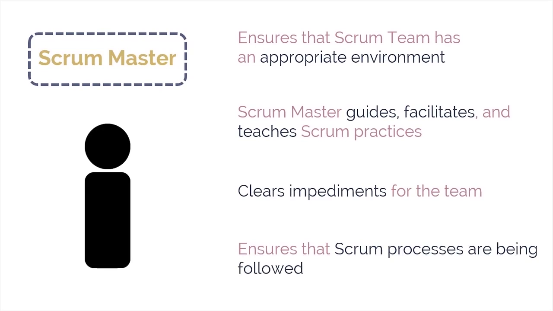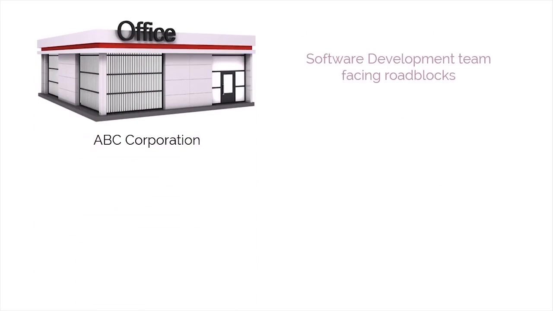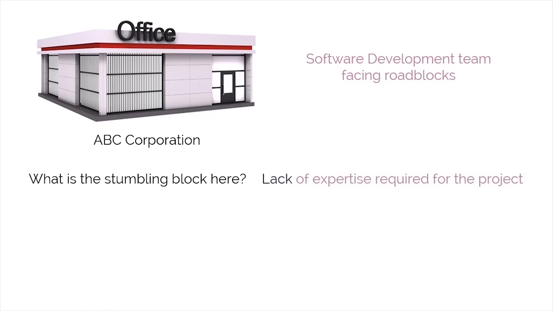To clarify, here's an example. This is ABC Corporation. The software development team at ABC is facing roadblocks lately. Why? Well, it seems that they are unable to live up to the set standards of a project in terms of quality. What is the stumbling block here? Lack of expertise required for the project. It, in turn, leads to delay. So this is where the Scrum Master is going to pitch in. How is he or she going to do that?